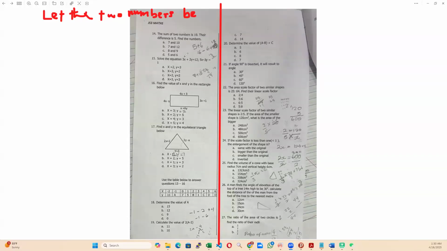All right, so now we have: the sum of two numbers is 19. Their difference is 5. Find the numbers. Okay? So now we say, let the two numbers be x and y.